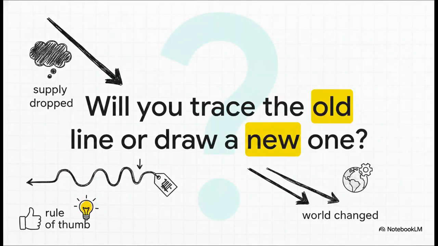So, I want to leave you with this final thought to really burn these visual mechanics into your brain. On your next exam, when a prompt tells you that supply has dropped, what's the very first thing you're going to look for? Will you trace the old line because the price tag fell, or will you draw a brand new one because the world changed?